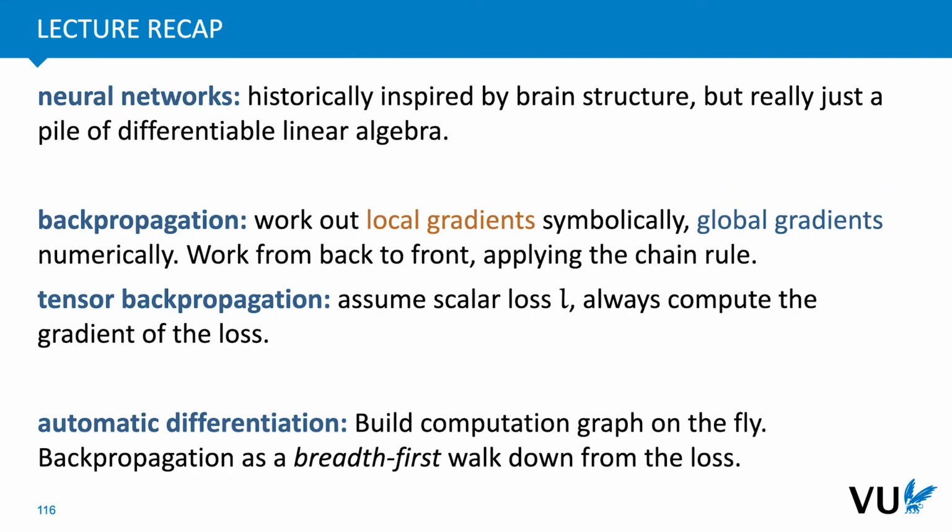What have we seen? We've looked at neural networks. These were historically inspired by brain structure, but what we see now is that it really boils down to just a pile of differentiable linear algebra. We've shown you the backpropagation algorithm and the way it operates by working out local gradients symbolically and global gradients numerically, working back to front applying the chain rule. For efficiency, we've vectorized this into tensor backpropagation. And then we've shown you how to do automatic differentiation, which allows us to define only the computation of our model and let our deep learning systems take care of the rest.